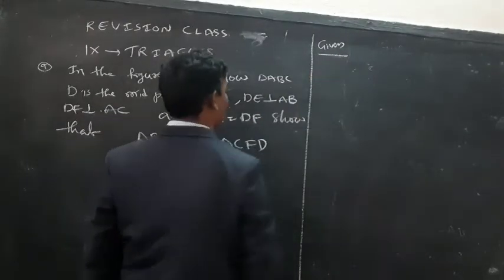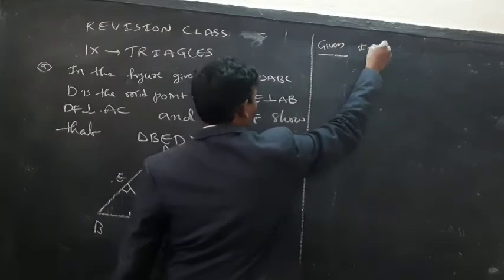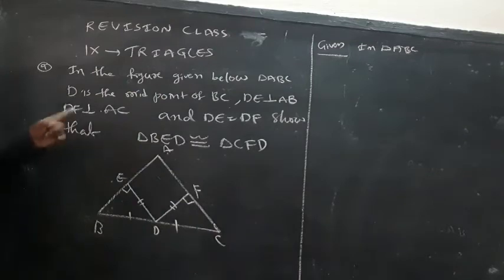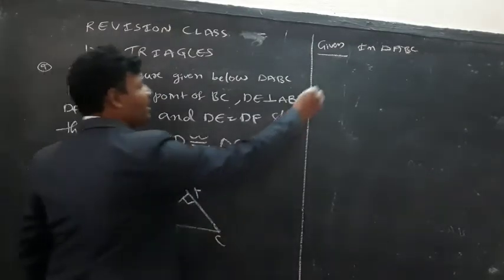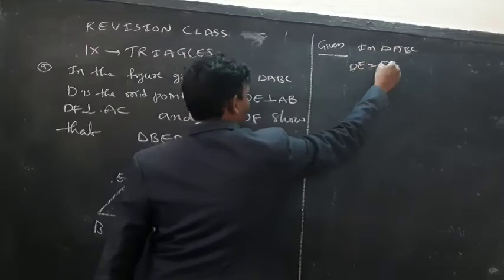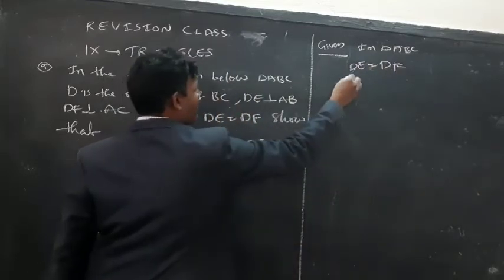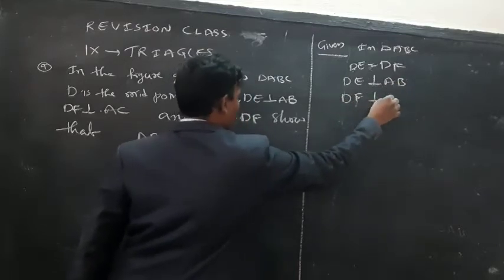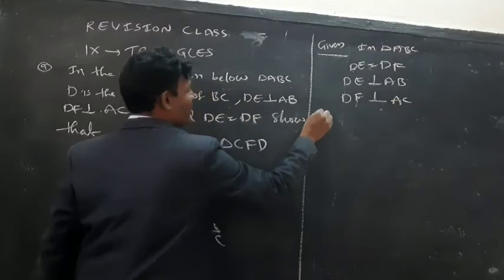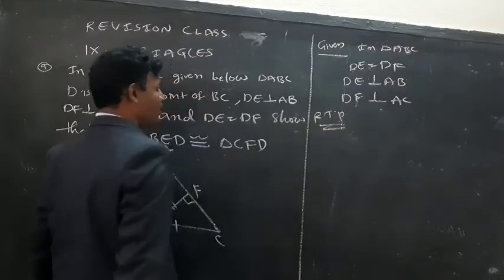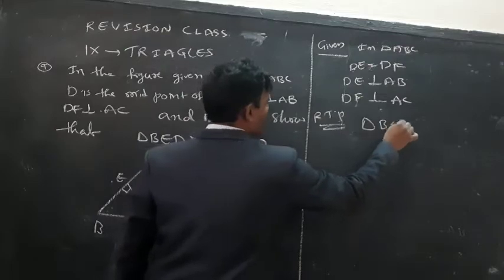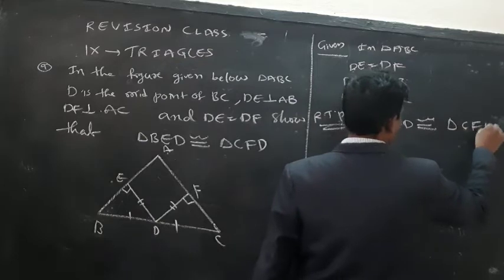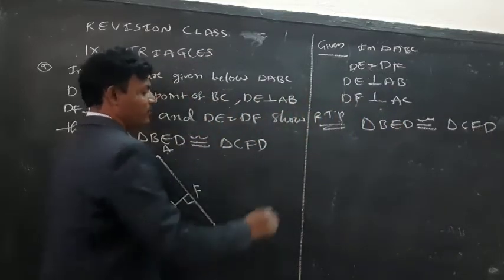First, what is the given here? In triangle ABC, DE is equal to DF. Similarly, DE is perpendicular to AB, DF is perpendicular to AC. Required to prove. What do you have to prove here? Triangle BED congruent to triangle CFD. Proof.